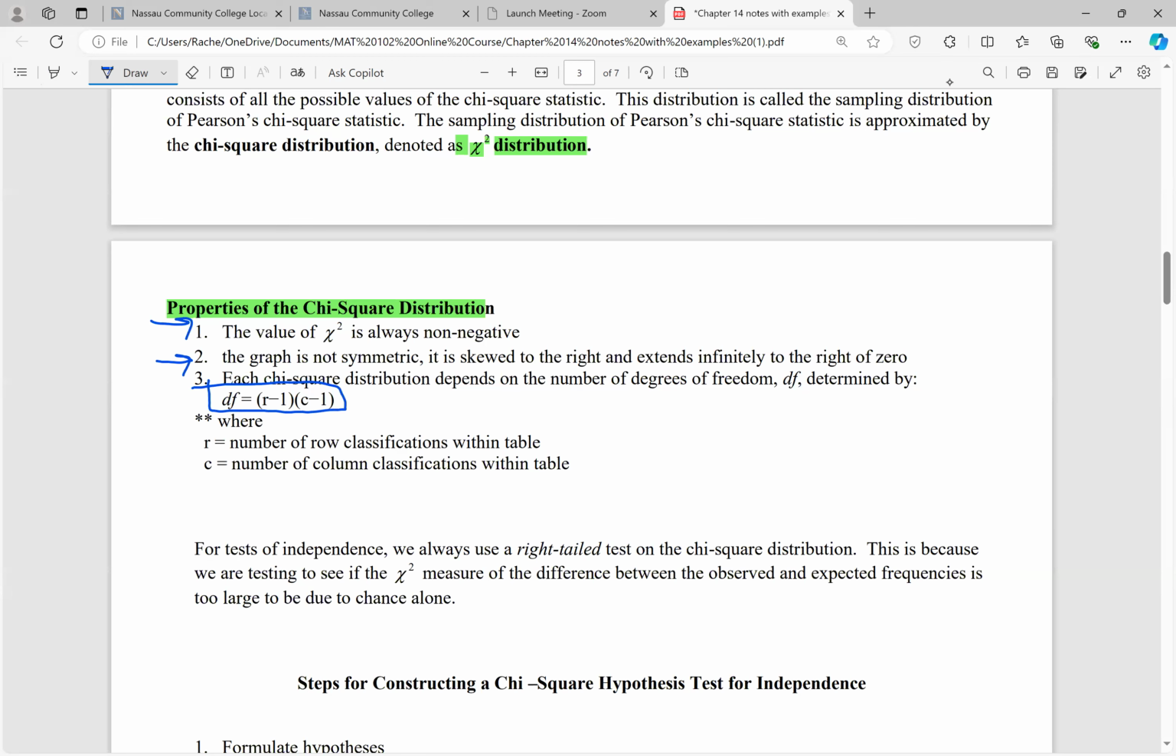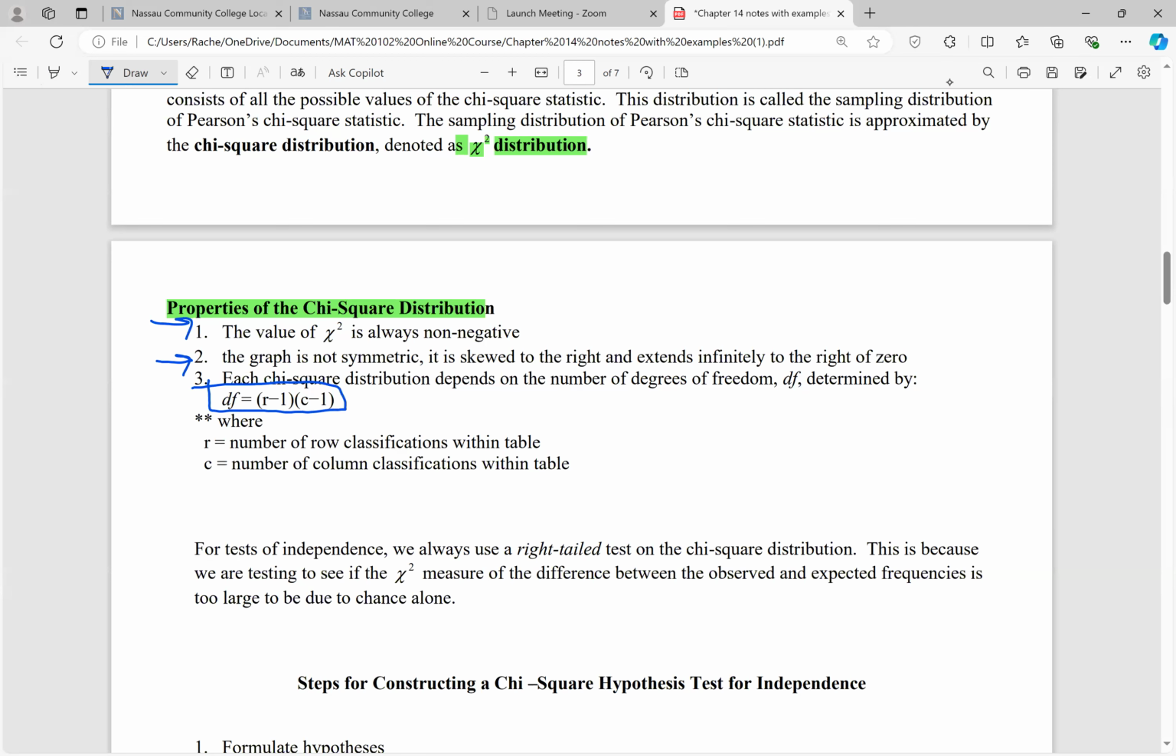The first step is still to formulate your hypotheses. That's not going to change. The null and the alternative have to be stated first, and we also state our level of significance, alpha.